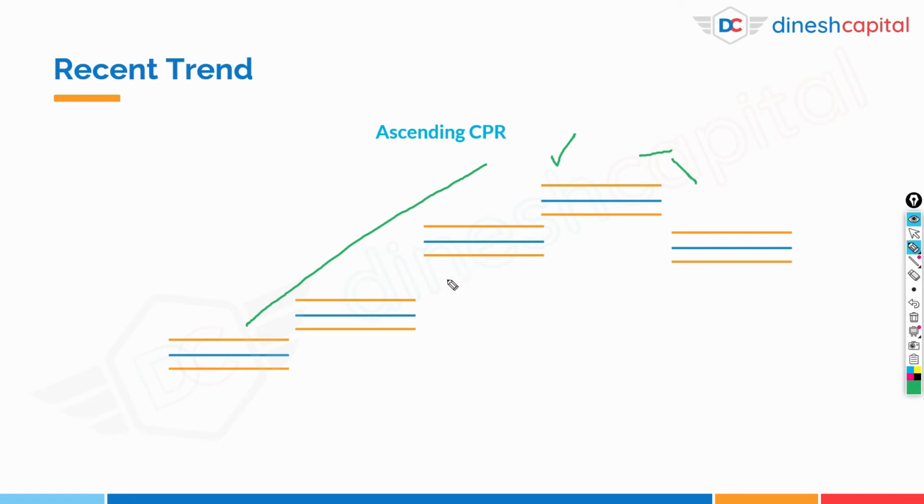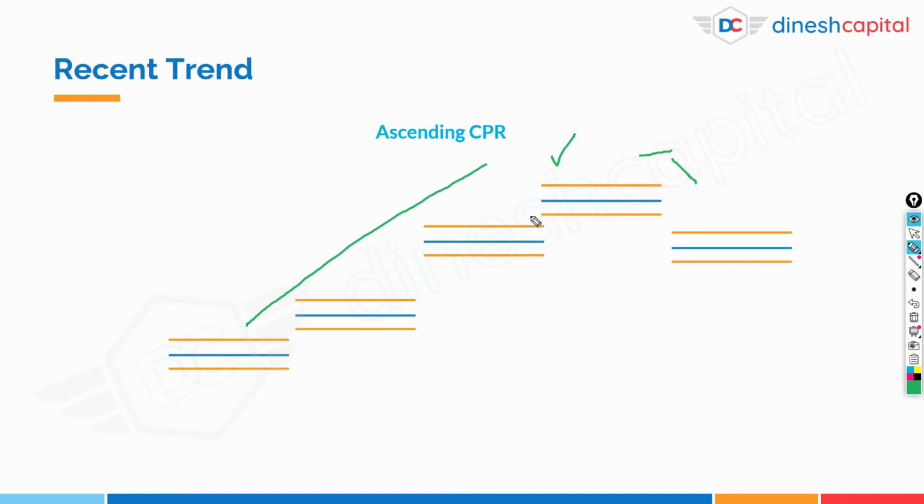So whenever there are many days of ascending or descending CPR, you have to be very careful, because the market will not move in the same direction for many days. The trend can shift at any time and the market can prove us wrong. So always have an exit plan when entering the trade when there is a continuous trend for multiple days, like 3 days, 4 days, 5 days, like that.